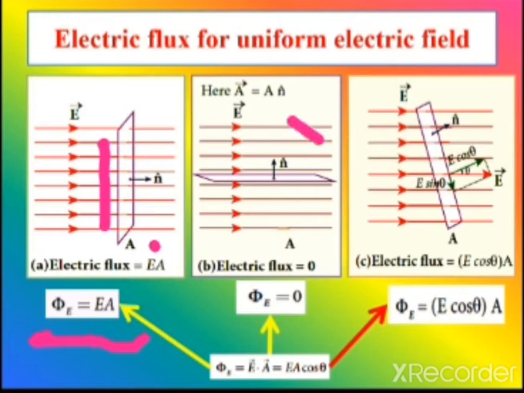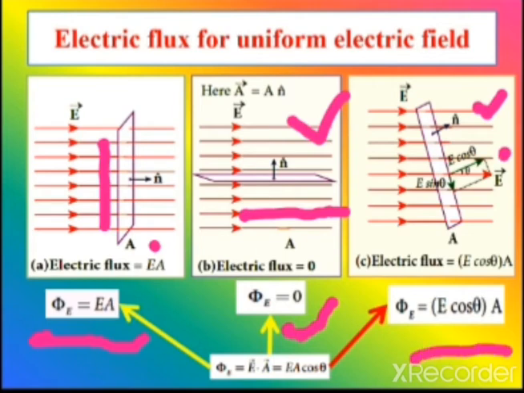Our second concept: the area A is parallel to the electric field lines. Here the value of phi is 0. And the third one: in a uniform electric field, the area is inclined at an angle theta, so the value of phi_E is E cos theta times A.